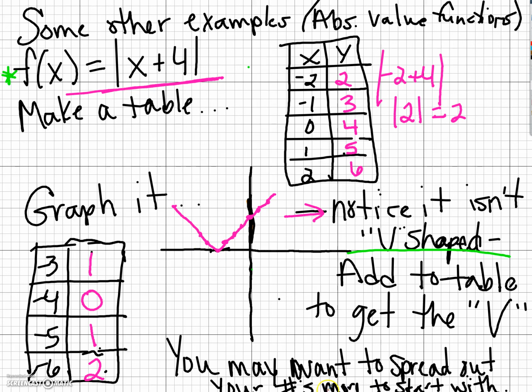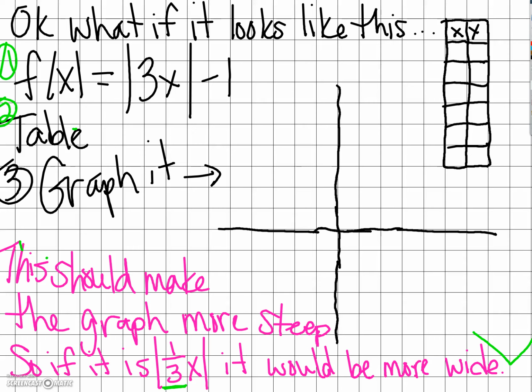Okay, you may want to spread your numbers out to start with, but you don't have to. All right, let's work one more together. Okay, so our equation that is given to us is the absolute value of 3x, closed absolute value, minus 1. Okay, so we're going to go to our table. Let's use our basic ones. All right, so 3 times -2 is -6. Absolute value of that is 6. And then minus 1 is 5.